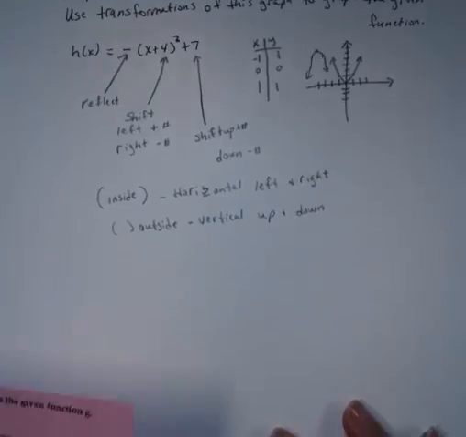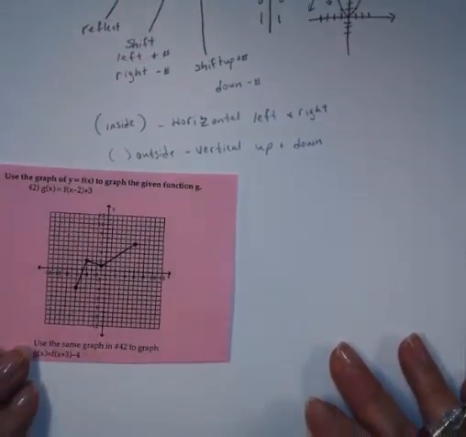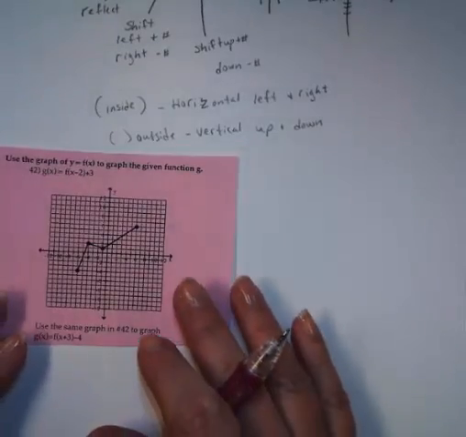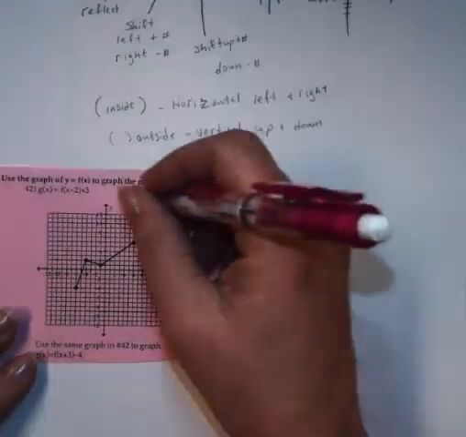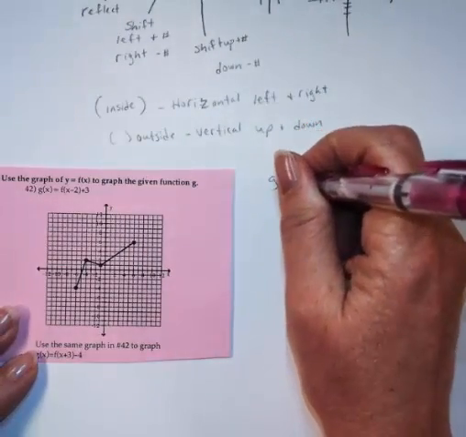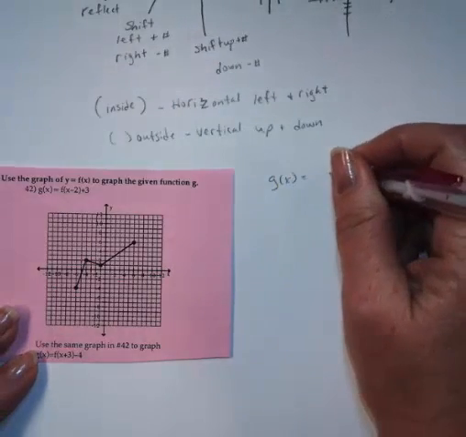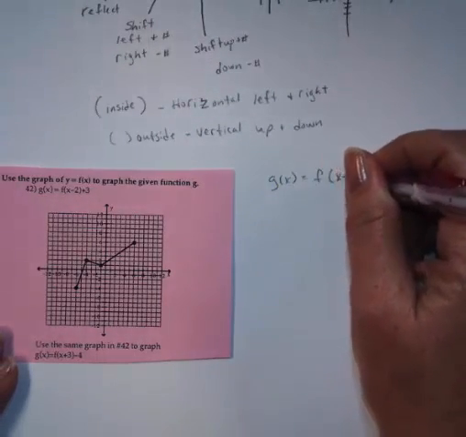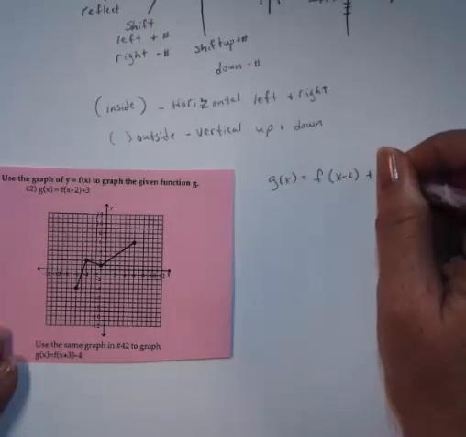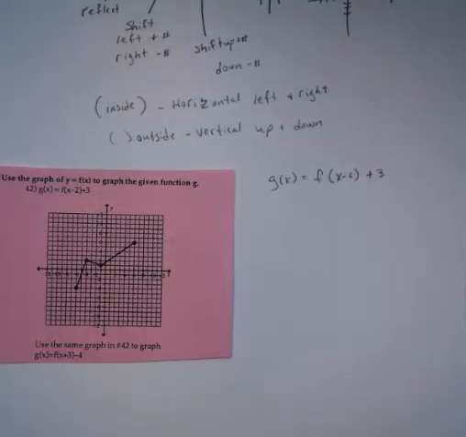Now we're going to look at another problem with transformations. With this one, we're going to use a graph that we already have, and with that graph we are going to do the transformations of what's happening. So if we look at our g of x, we are actually looking at f of x minus 2 plus 3. Probably should be a g, that's okay.